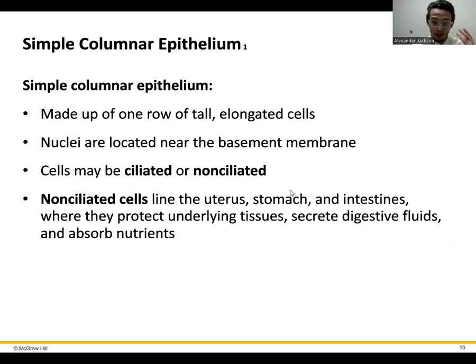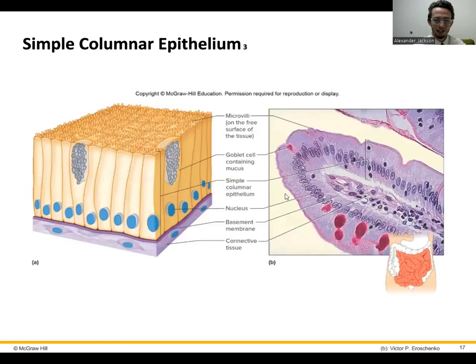Excuse me. Now we're talking simple columnar, okay? Simple one layer, columnar, column, right? Now these are located in several different areas, including your stomach, your intestines, and those types of things. And the reason these are the way they are is because with columnar cells, they need to do a couple things.